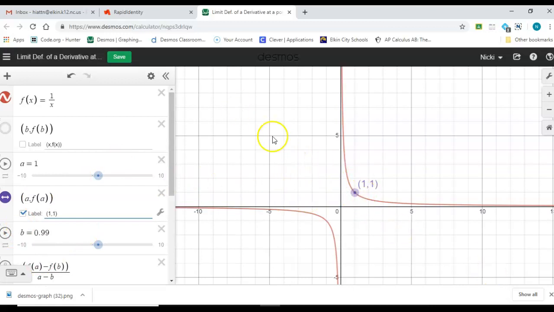Not at 1. We need to be at -1, don't we? Oh yeah, -1. Let's change that to -1. So we're looking at this slope right here. What would you guys, just looking at that, what would you guess that the slope is? If we were to draw in a line.